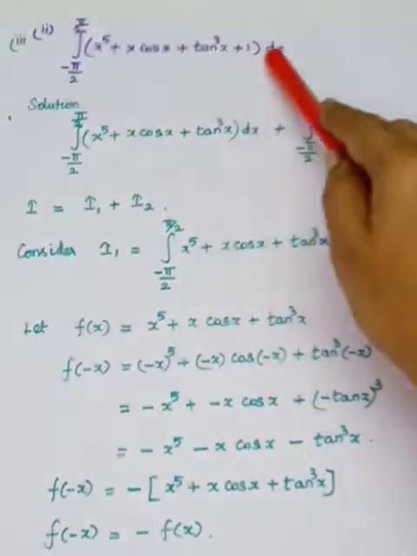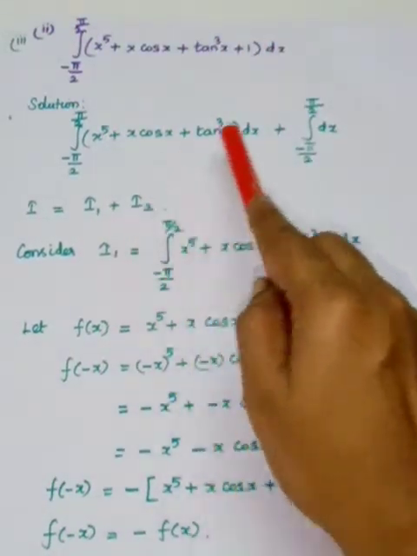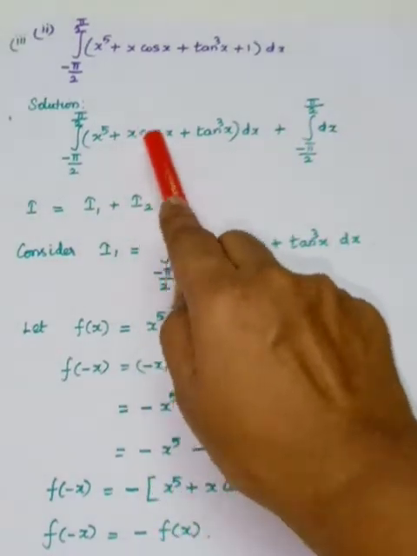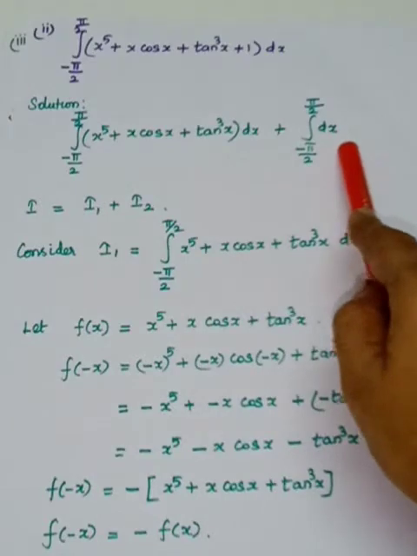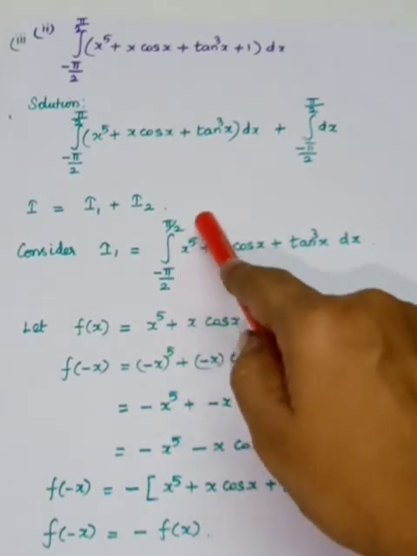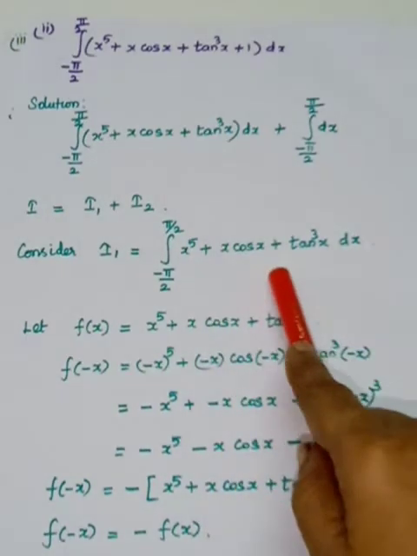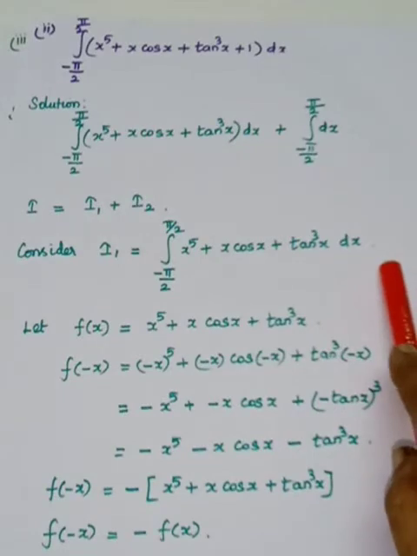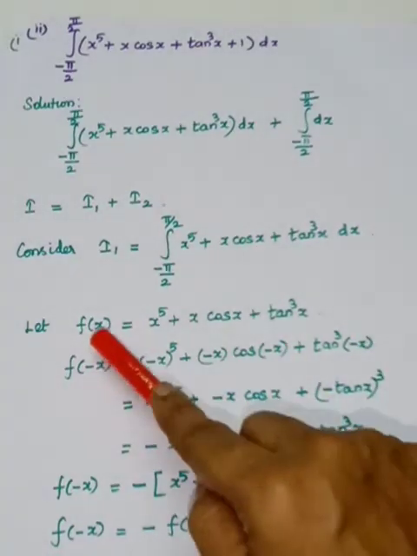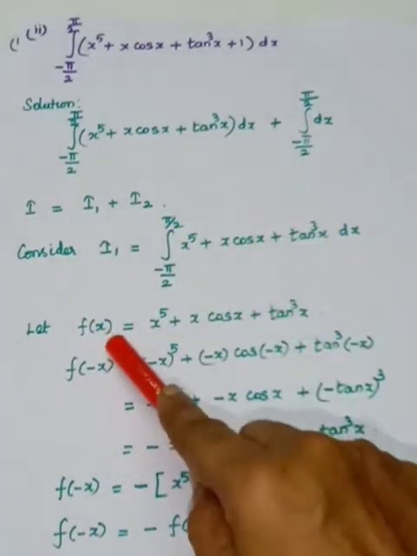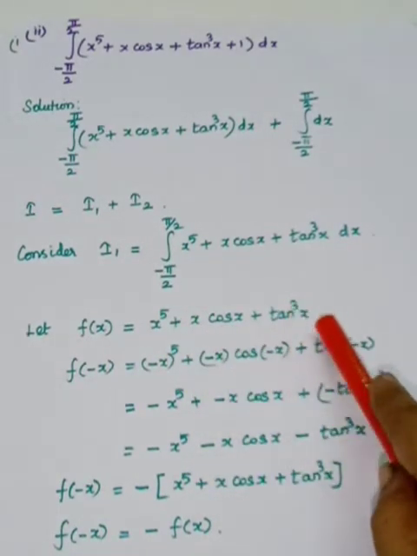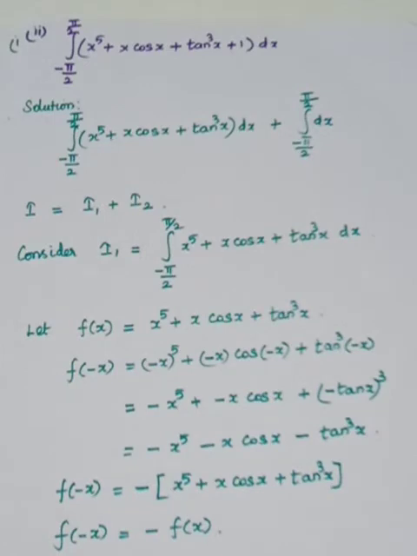So the whole term can be written as two integrals. One is I1, another one is I2. This I1 is the first integral, I2 is the second integral. Okay, first you consider I1. What is it? Integral from minus pi by 2 to plus pi by 2 of x power 5 plus x cos x plus tan cube x into dx. First you consider the function alone as f of x, not the integral. So f of x is equal to x power 5 plus x cos x plus tan cube x. You have to check whether it is odd or even.